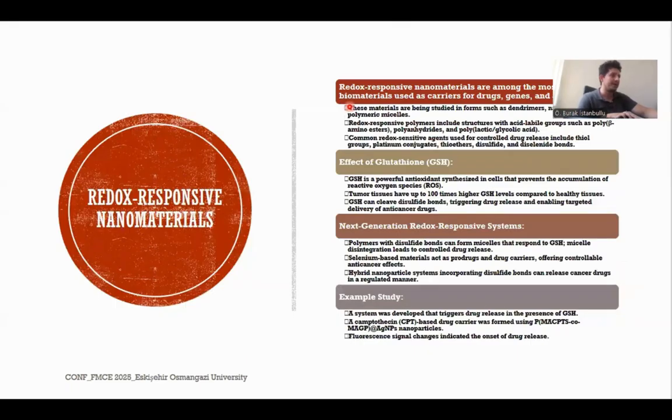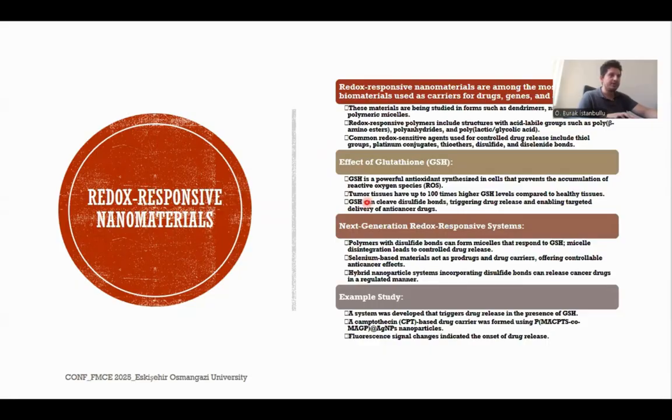Redox-responsive nanomaterials are highly effective carriers for drugs, genes, and antigens in targeted therapies. They are being developed in various forms, including dendrimers, nanogels, polymeric micelles. These systems often include acid-labile polymers, such as poly beta-amino esters, polyanhydrides, and PLGA. Functional groups like thiols, platinum conjugates, thioethers, disulfide, and diselenide bonds enable controlled drug release under redox conditions.